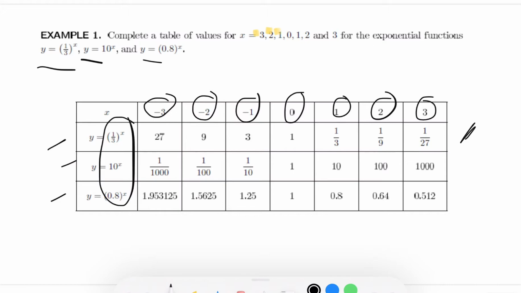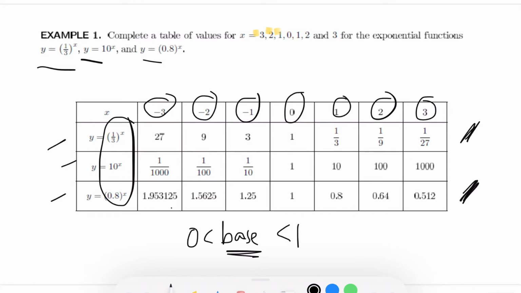Look at these two. If your base is between 0 and 1, what will happen to your value of y? It will decrease. It decreases from 27, 9, 3, 1, and so on. And for the third one, 1.95, 1.5, until 0.512.